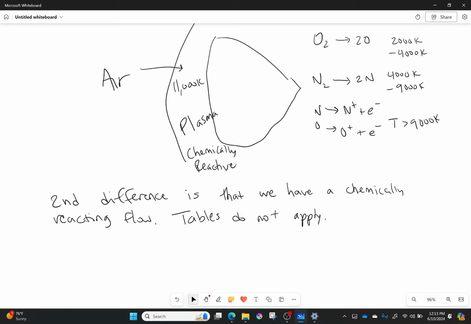Okay, so this is what breaks us apart from supersonic flows when we go to hypersonic flows. We have viscous interactions, we have a chemically reacting flow, and that changes everything for us, absolutely everything for us.